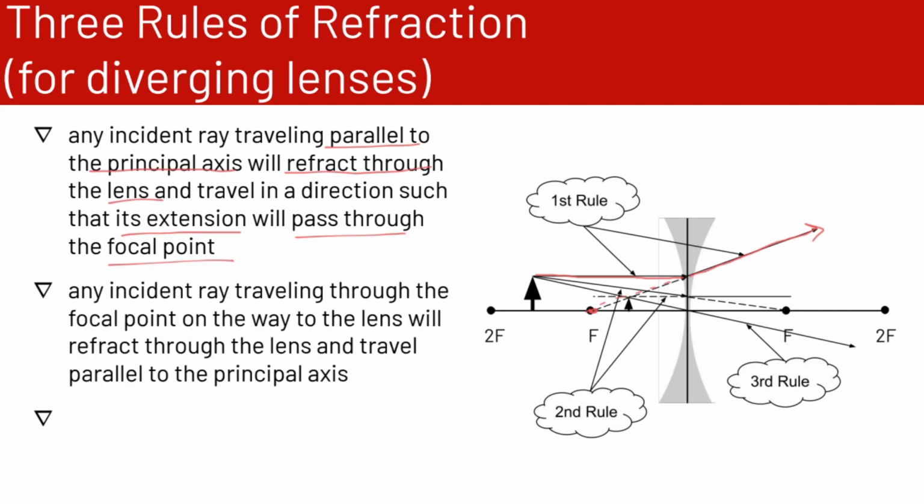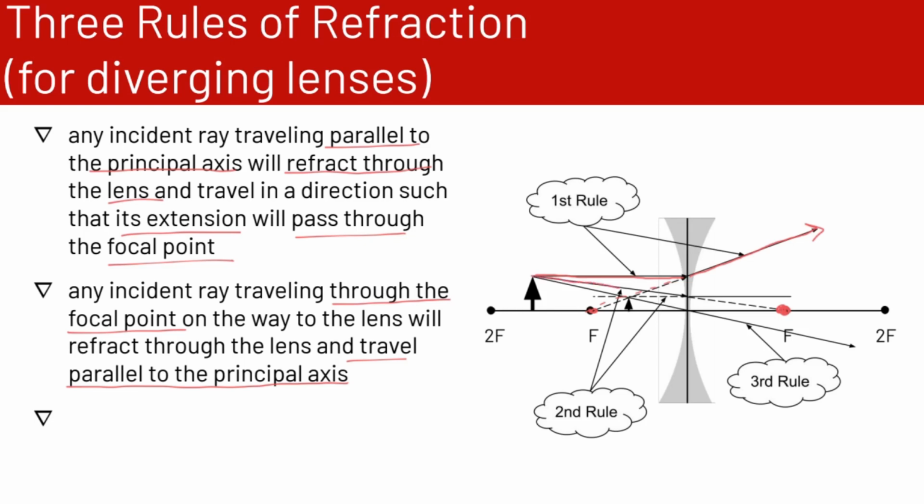So number two, any incident ray traveling through the focal point on the way to the lens will refract through the lens and travel parallel to the principal axis. Now the trick to remember with diverging lenses is that the focal point is on the other side of the lens. So when we're drawing our incident ray traveling through the focal point, we've got to remember that it goes through the focal point on the other side of the lens.